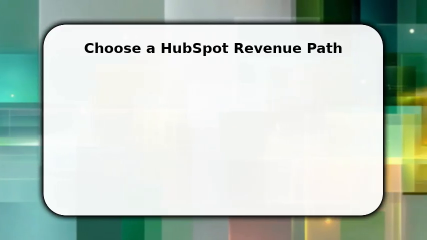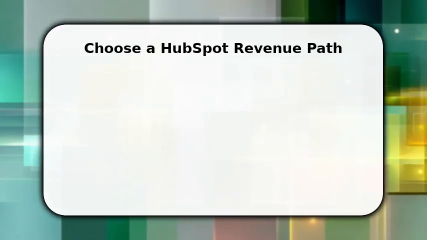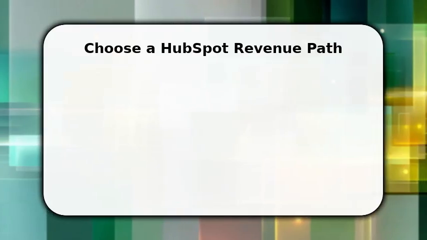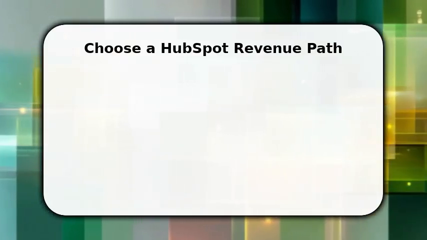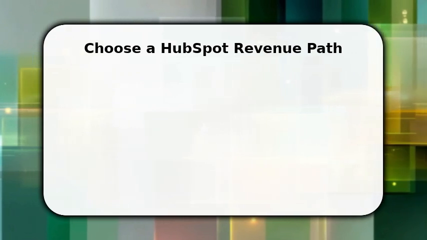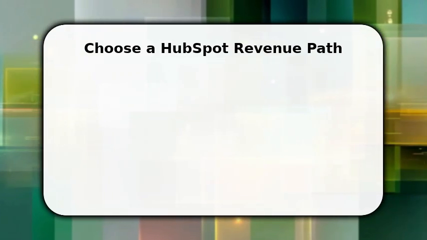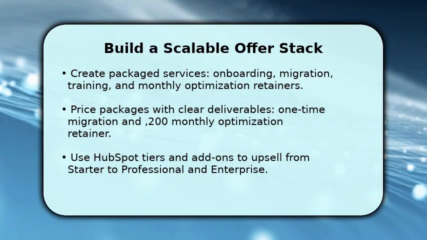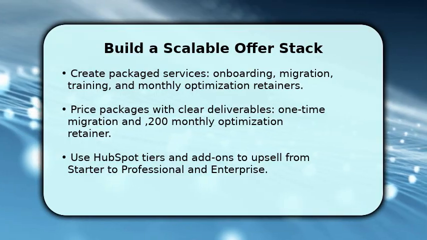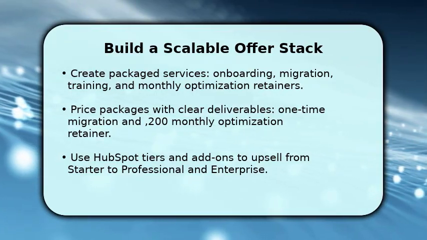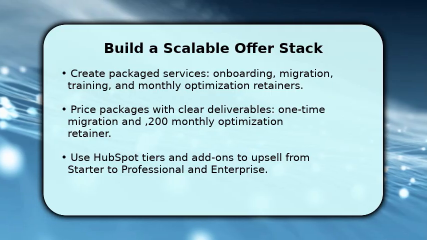Map offerings to HubSpot hubs: marketing, sales, service, CMS, and operations. Set measurable goals: number of retained clients, average contract value, and projected recurring revenue over 12 months. Design a scalable offer stack combining one-time fixes and recurring retainers: onboarding, migration, custom workflows, training, and monthly optimization.